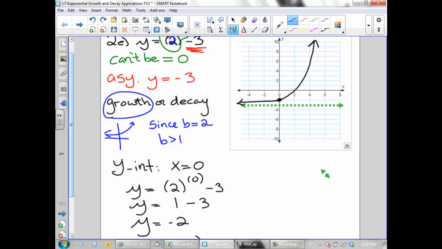With the data table, which we talked about the last couple days, you could get more precise, but this is a great way to sketch it. Pretty easy. You know right away where the asymptote is. You look at your base, see if it's growth or decay. Find the y-intercept, put the information together, and sketch your graph. Yeah. Please?